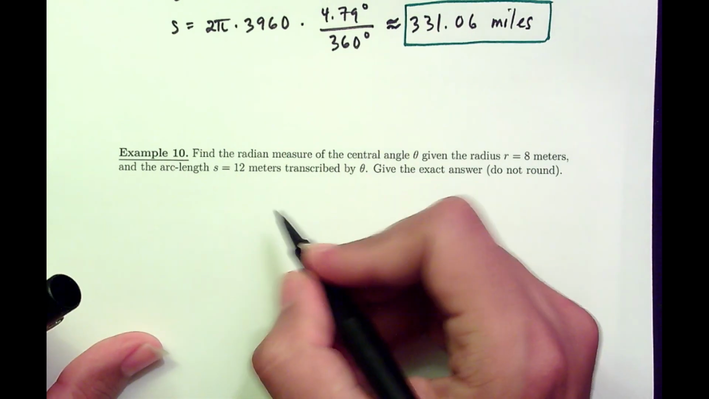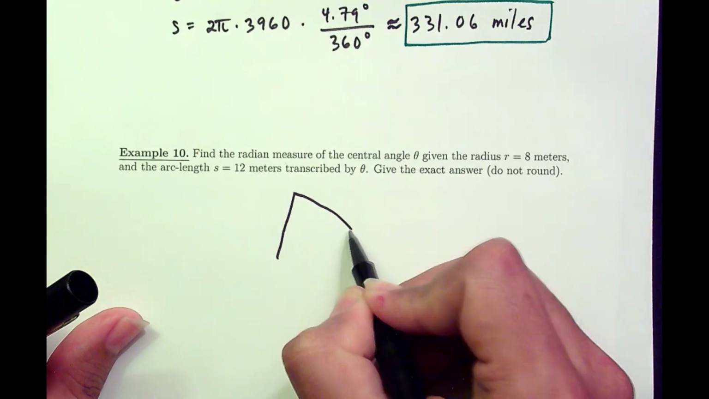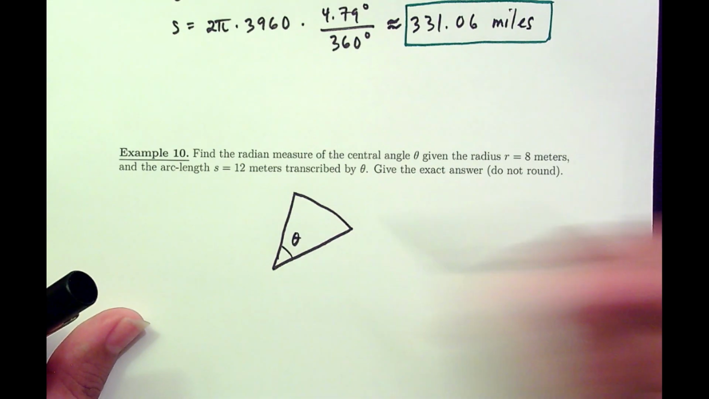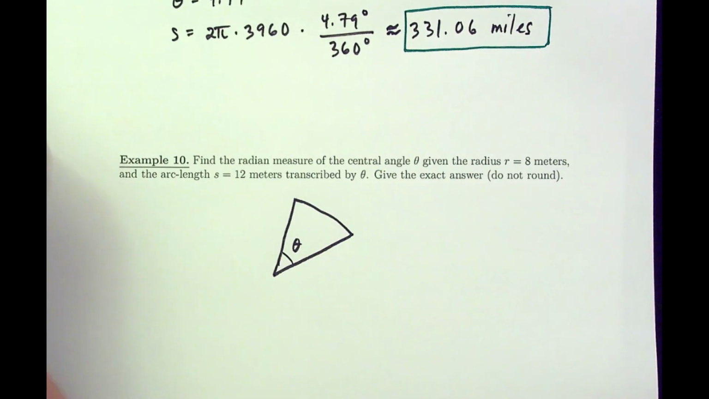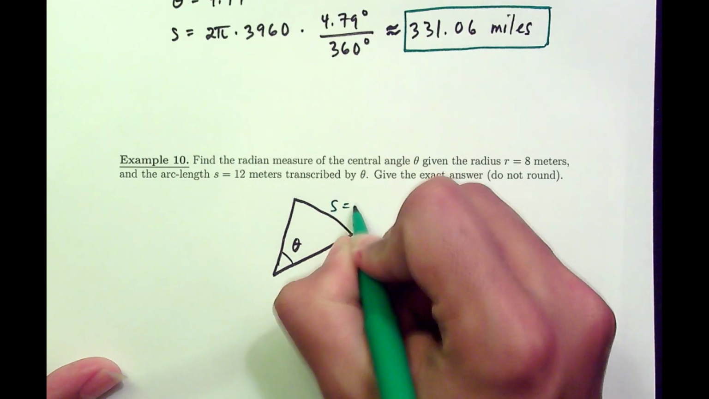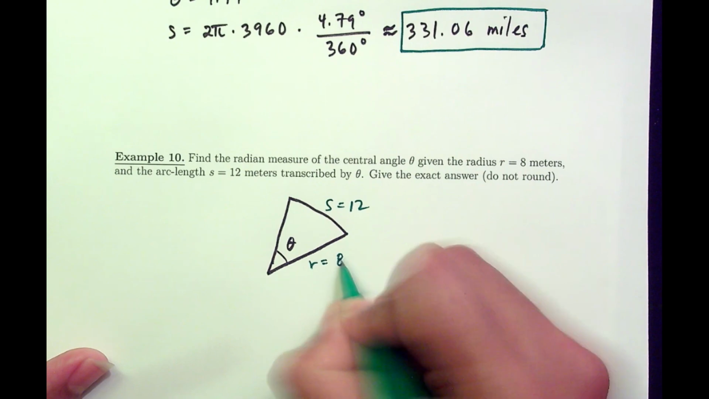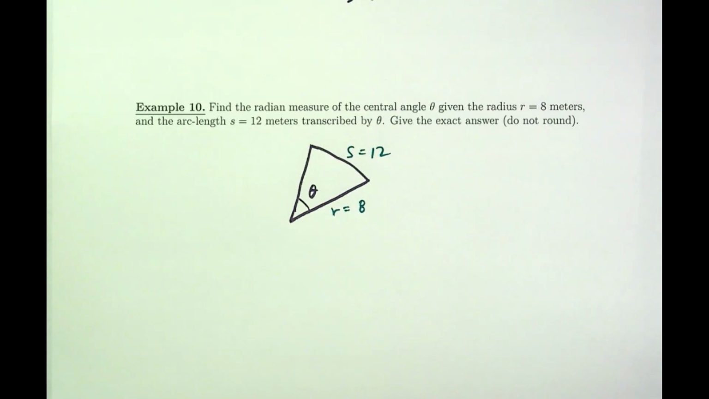Okay, so let's draw a quick picture. So we have an arc, central angle, theta. I don't know what that is. We're going to find it. The arc length is 12, and the radius is 8. The question is, what is theta? All right, we're going to pretend for a second that we know what theta is, and we're just going to do the process in the same natural order that we've been doing it so far.